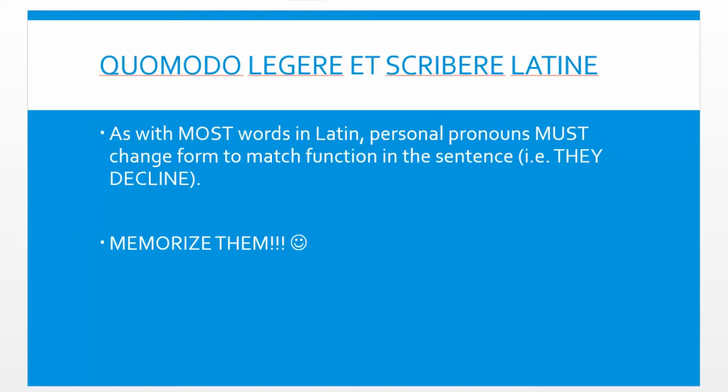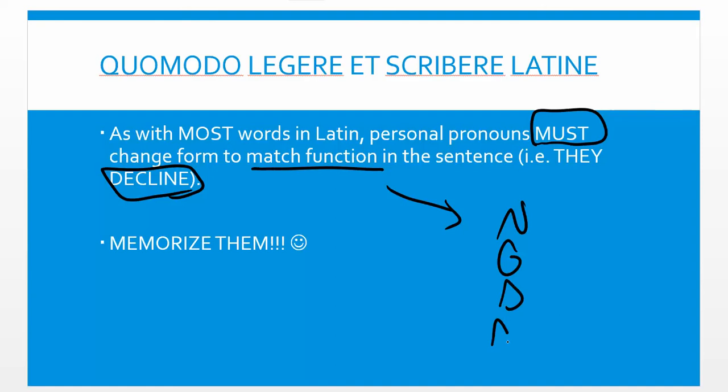Quo modo legere et scribere Latine, how to read and write in Latin. So this is what we're really after. As with most Latin words, you need to know that pronouns must decline. In other words, they're changing form to match function in the sentence. So you will have a nominative, a genitive, a dative, an accusative, and an ablative of each. These are charts. You will memorize them. They're kind of fun to say, and only one of them is long. So get ready to write some charts. Set up your paper if you need to.